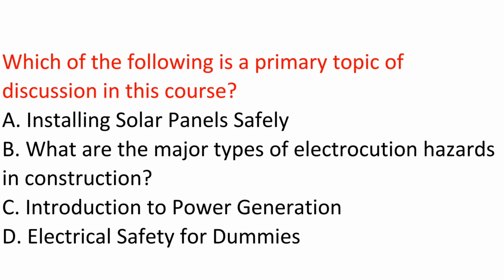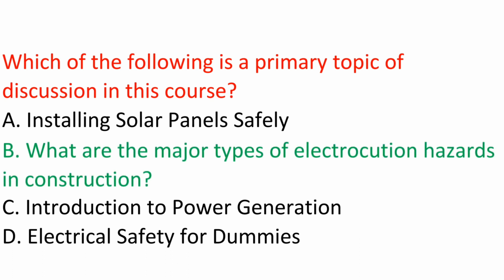Question: Which of the following is a primary topic of discussion in this course? A. Installing solar panels safely. B. What are the major types of electrocution hazards in construction? C. Introduction to power generation. D. Electrical safety for dummies. Answer: B. What are the major types of electrocution hazards in construction?